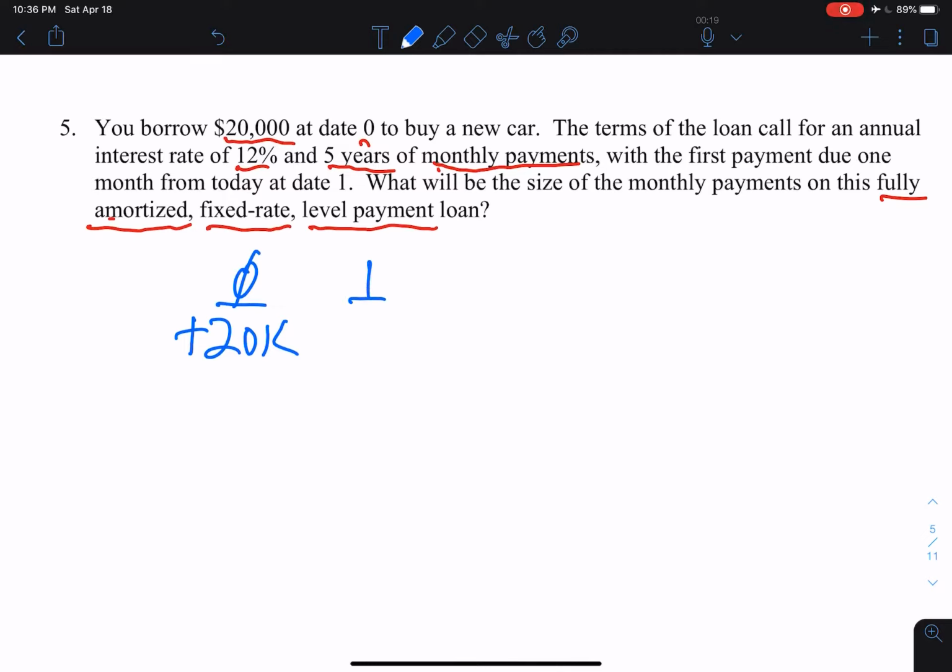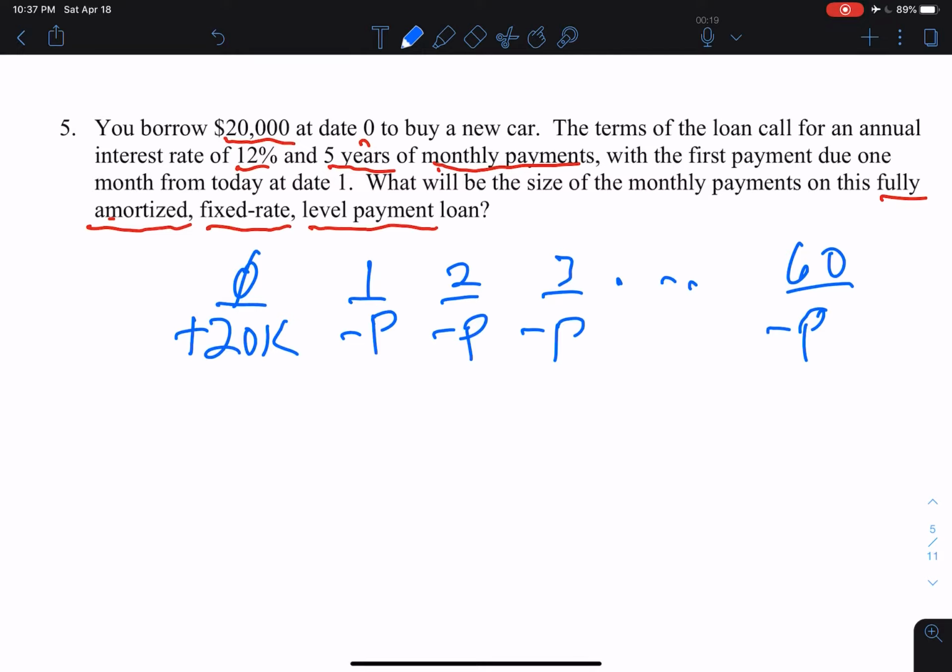So at date 1, we make a payment. I'll put a minus sign in front of it. Cash flow minus P. At date 2, minus P. Date 3, minus P, all the way out to date 60, minus P. Why date 60? Well, 5 years of monthly payments, 5 years at 12 payments a year is 60. It's important that we realize that the frequency of the cash flows is what defines the number of periods we use in our analysis.